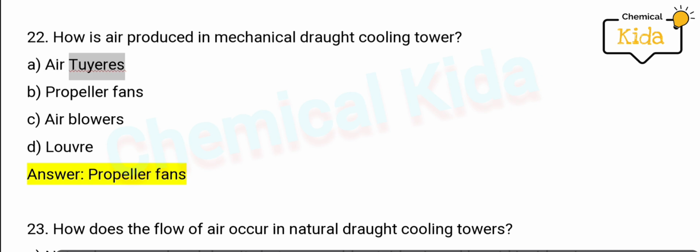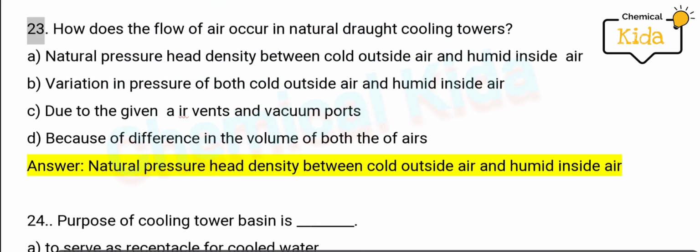A. Air tuyers. B. Propeller fans. C. Air blowers. D. Louvre. Answer: propeller fans. 23. How does the flow of air occur in natural draught cooling towers?